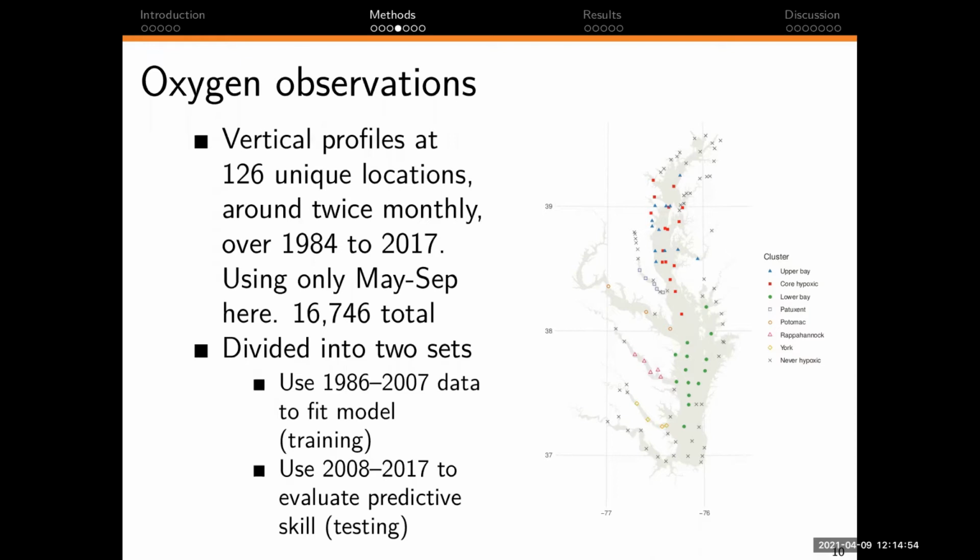So for this paper and for this talk, I've divided it into two data sets. So I'll fit and train the models using data from 1986 to 2007. And then I'll use the last 10 years as an out-of-sample data set to evaluate the predictive skill.